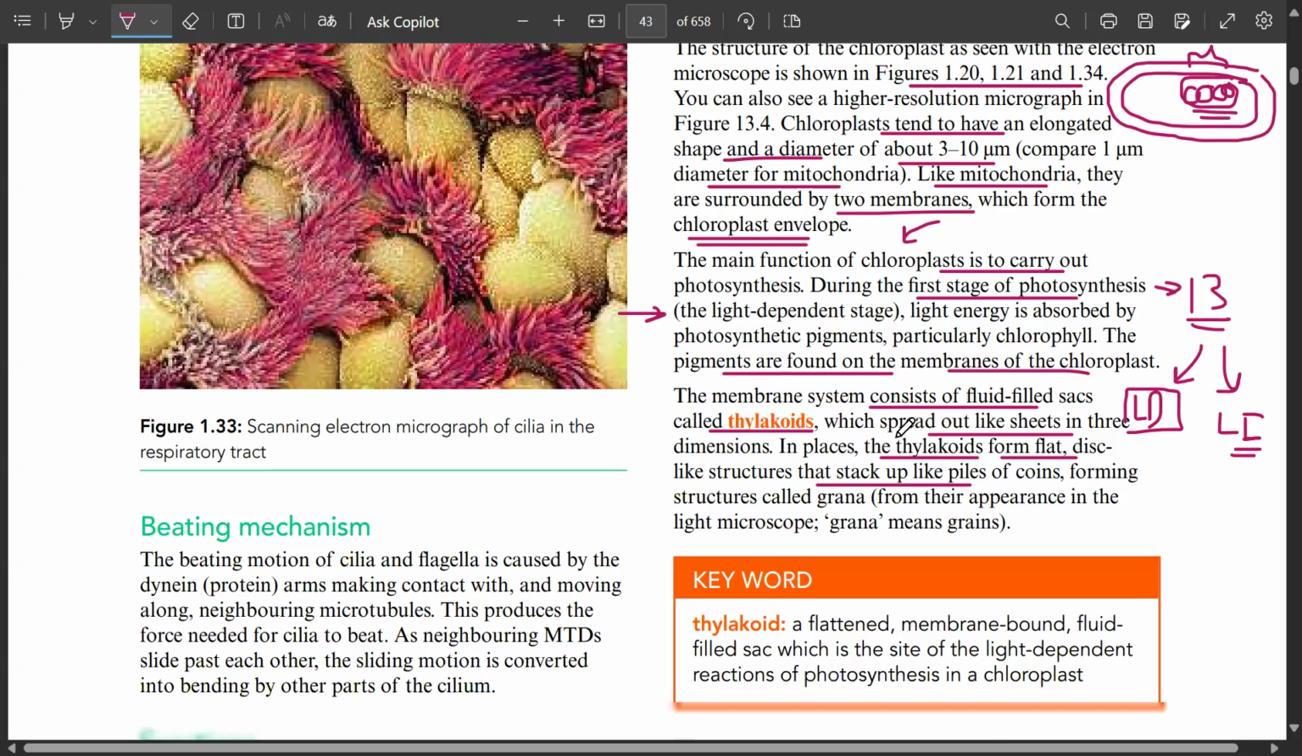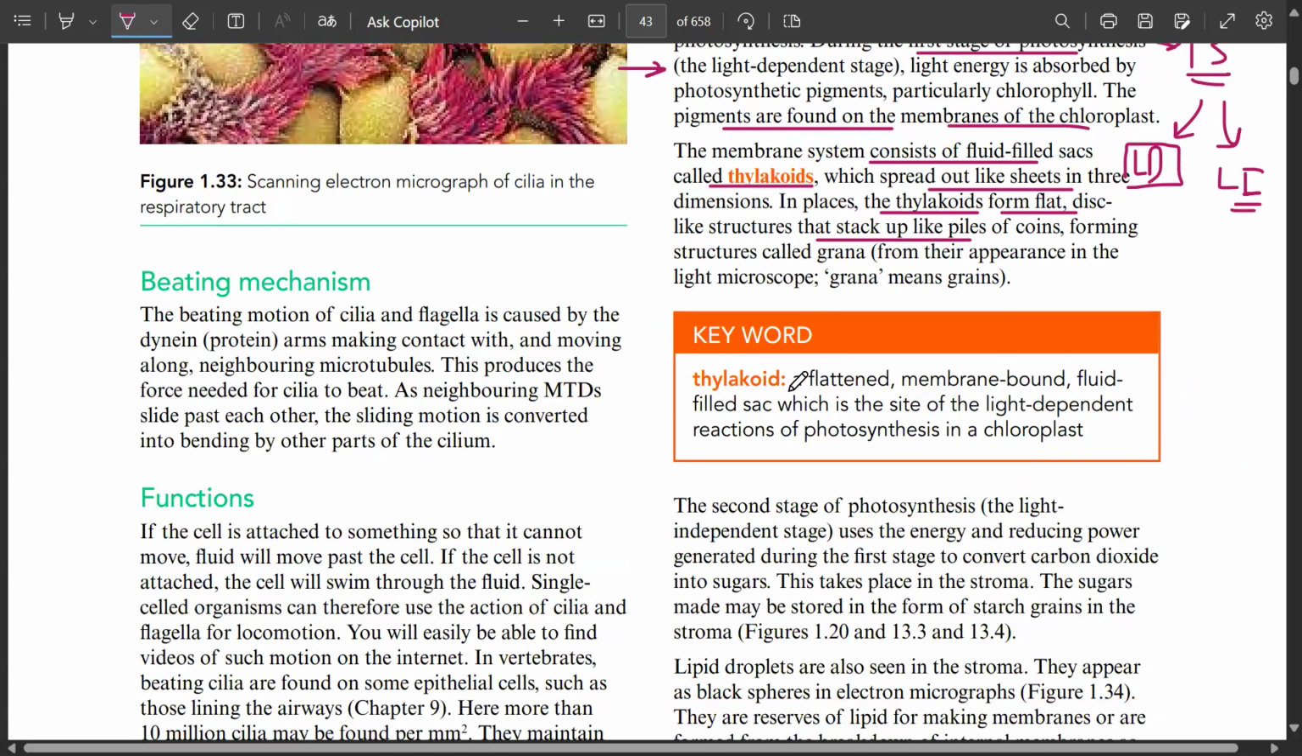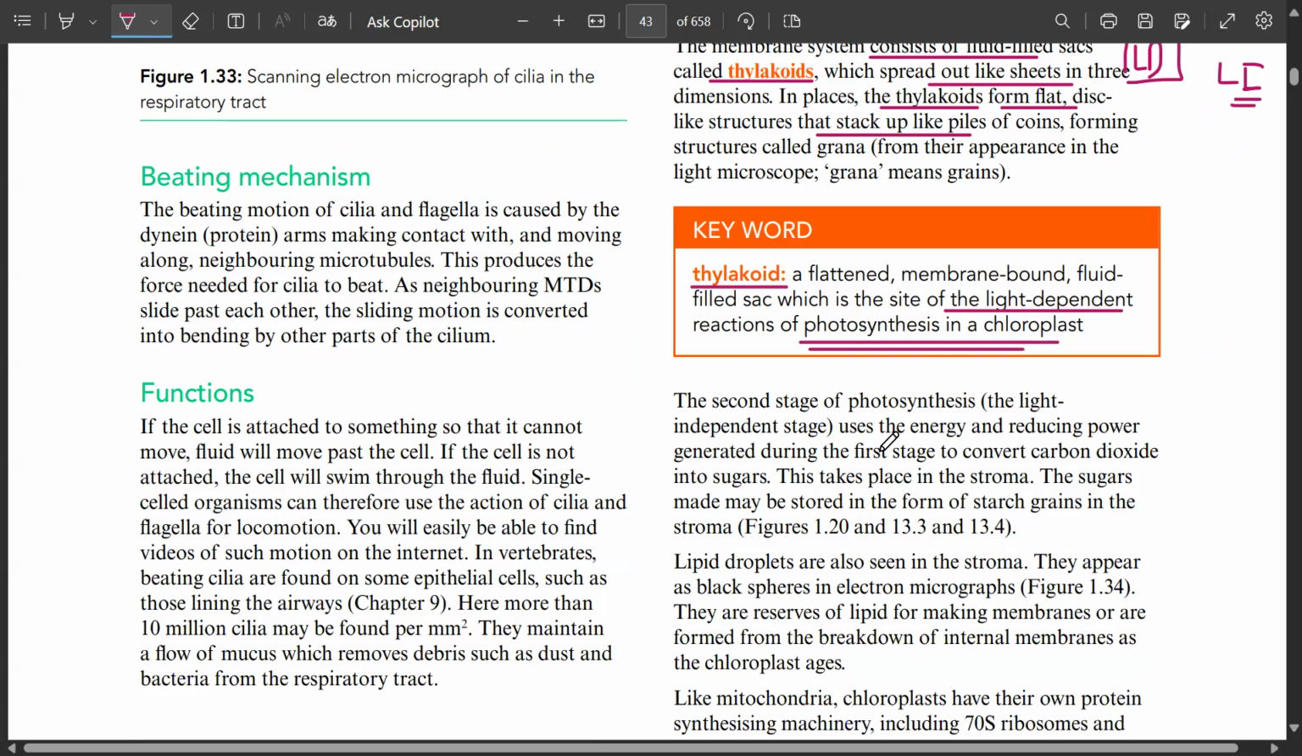So what is a thylakoid? A flattened membrane-bound fluid-filled sac, which is the site of the light-dependent reactions of photosynthesis in a chloroplast. The second stage of photosynthesis is the light-independent stage, which does not use light. We use energy. Now, how do we get energy if in this stage we are not using light? The detail will be in your chapter number 13.